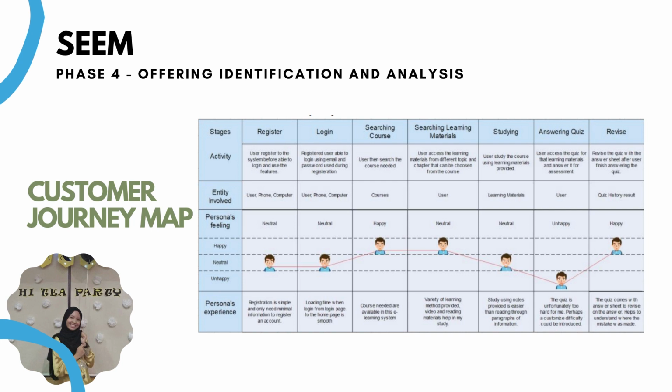The graph goes up again as the customer feels happy after revising the quiz. The quiz comes with an answer sheet to revise the answers. It helps the customer understand where the mistakes were made.